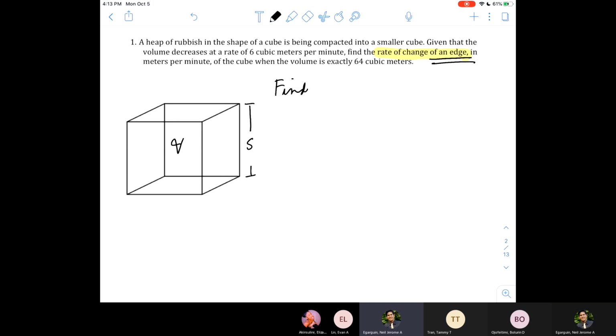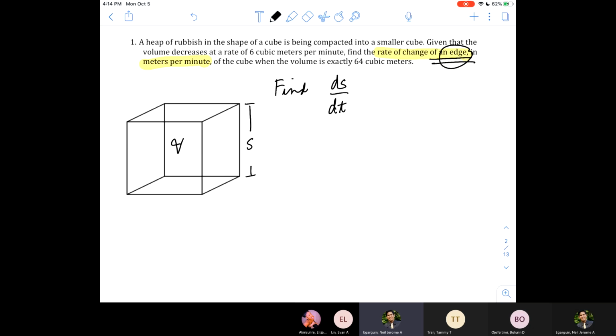In meters per minute. So it's the rate of change of an edge, but in the picture I drew, I used the variable s to denote the length of an edge. So I know I'm looking for ds, the derivative of s, right? Because it's the rate at which the side length changes with respect to what variable? Now look at the problem again. It says find the rate of change of an edge in meters per minute. So that means I want to take the rate at which the measurement of an edge changes with respect to time, measured in minutes. So I know that I need to differentiate with respect to time.